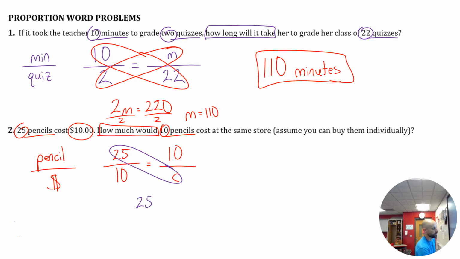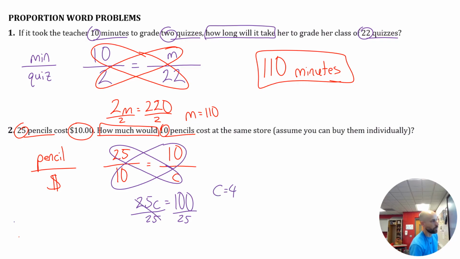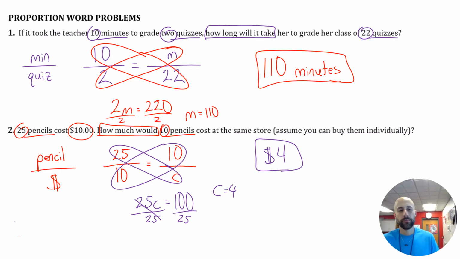So 25C equals 10 times 10, which is 100. Divide by 25. And C equals 4. So $4 would be your final cost.